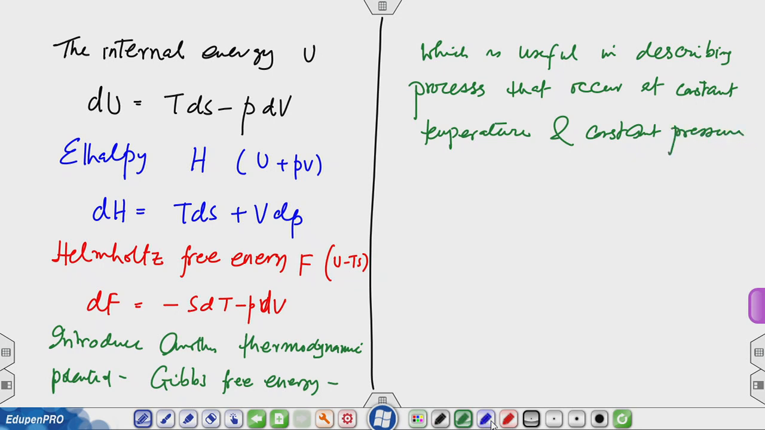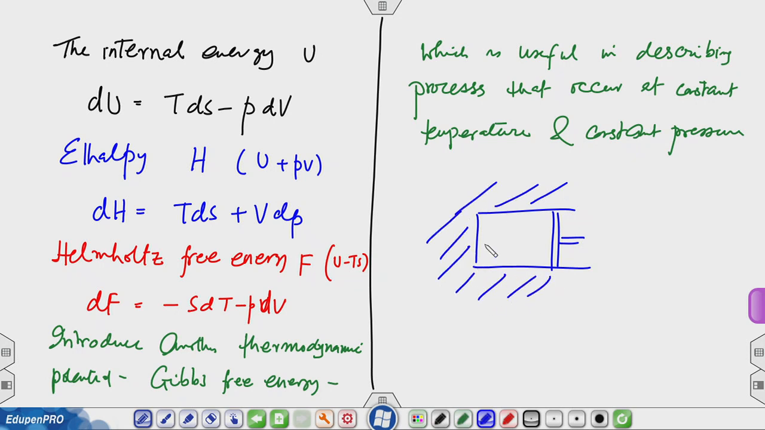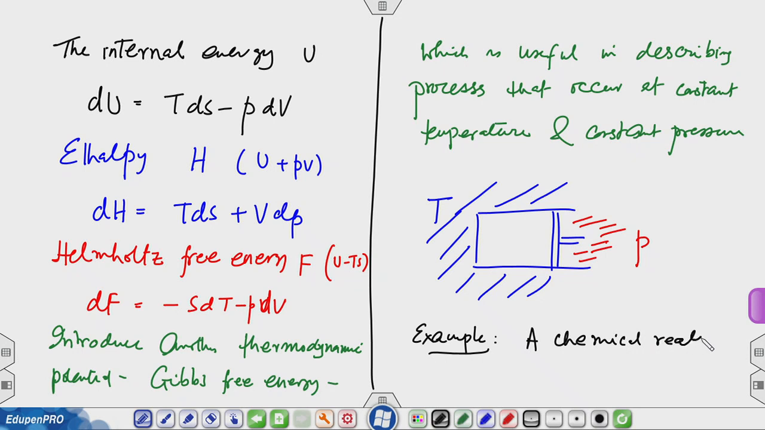What that means is that our system is in contact with the reservoir at some temperature T, and also in contact with the pressure reservoir at constant pressure P. So whatever processes occur will occur at this point. An example of such a thing is a chemical reaction that takes place at constant temperature and constant pressure in a test tube or in a beaker or in a petri dish or wherever.